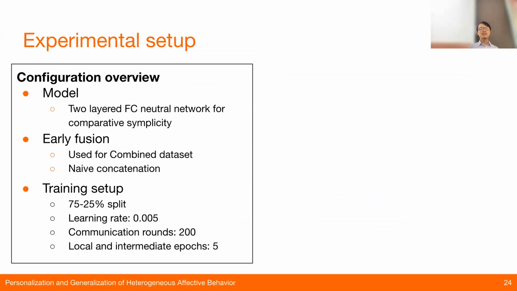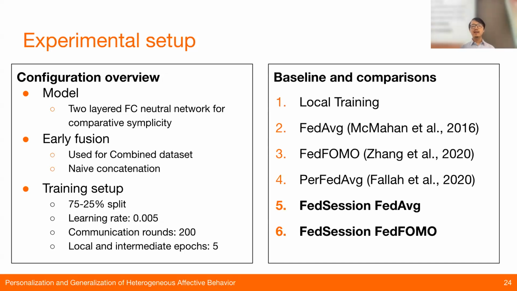So let's look into the experimental setup. For simplicity, we only use a two-layered fully connected neural network, and we use early fusion in the training setup. For baselines and comparisons, we compare our FedSession approach, with FedAvg and FedPer at the top layer, against local training and other previously existing standard personalized federated learning approaches.